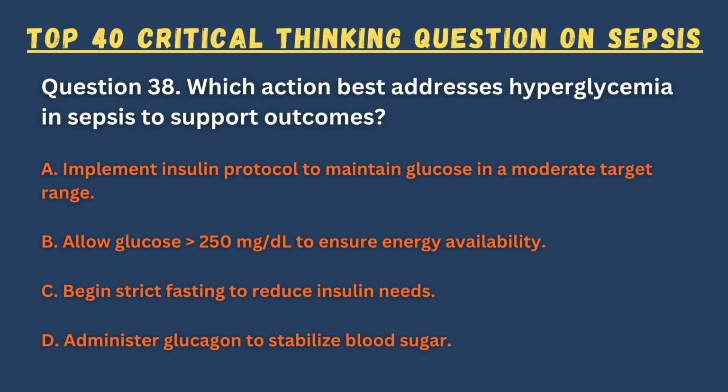Question 38. Which action best addresses hyperglycemia and sepsis to support outcomes? A. Implement insulin protocol to maintain glucose in a moderate target range. B. Allow glucose greater than 250 milligrams per deciliter to ensure energy availability. C. Begin strict fasting to reduce insulin needs. D. Administer glucagon to stabilize blood sugar.